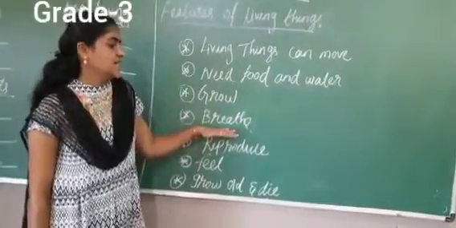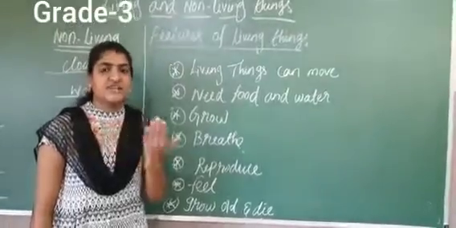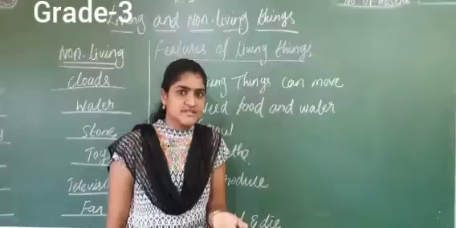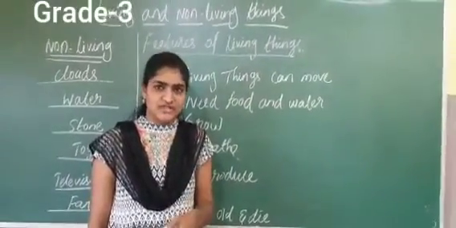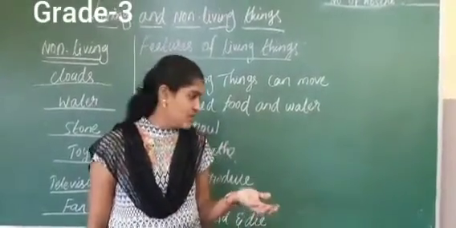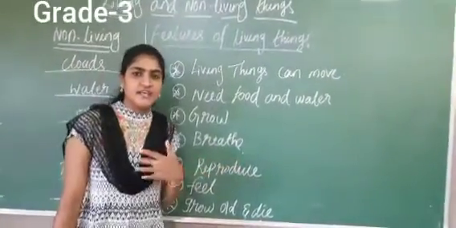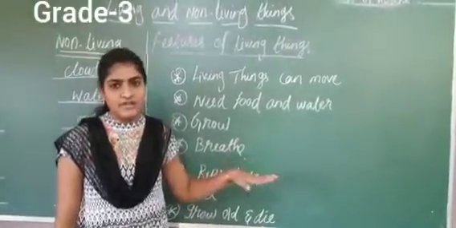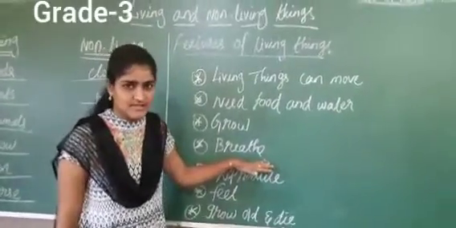And next one, living things breathe. Yes, humans and animals breathe, right? They take in oxygen and release carbon dioxide. Likewise, plants also go through a respiration process. They take in carbon dioxide and release oxygen. So that comes under the breathing process. A toy can't breathe, right? So it is considered a non-living thing. Only living things can breathe.